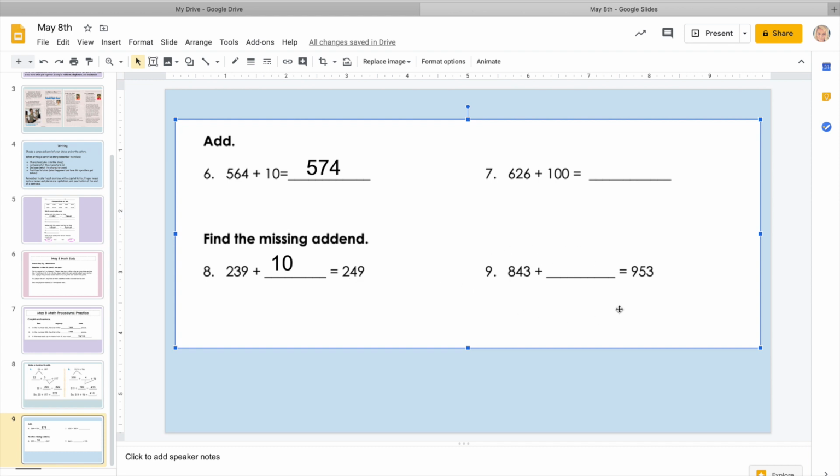Go ahead and try 9 on your own. Again, remembering that we are mentally adding 10 and 100, to see if you can find out which place value spot was increased. Just go place value by place value, and that will help out there.